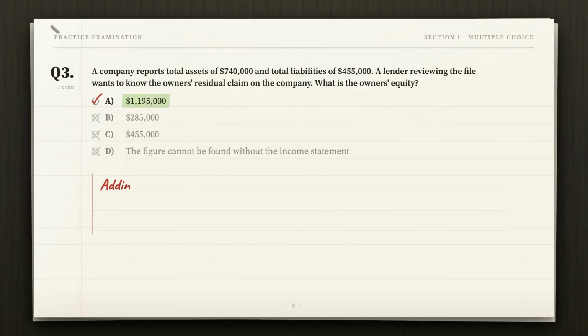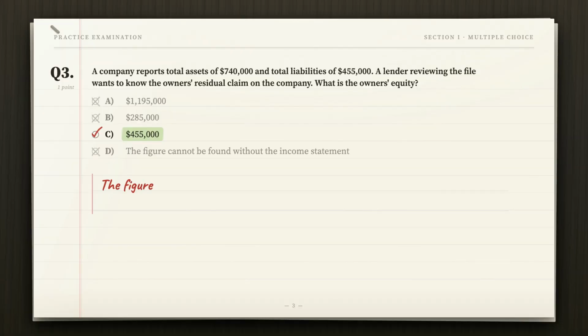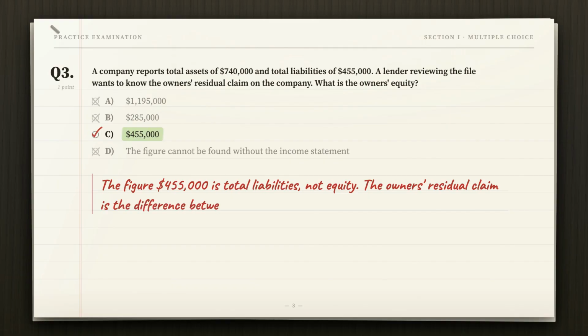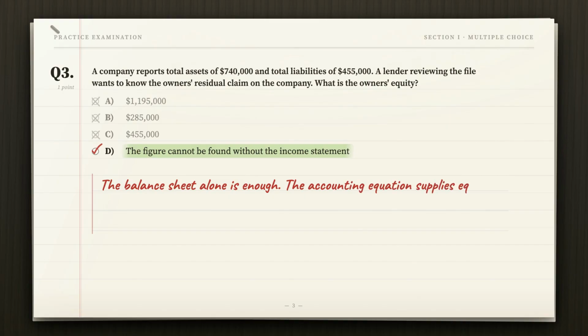A is wrong because adding assets and liabilities together gives $1,195,000, but that reverses the relationship. Equity is what remains after subtracting liabilities from assets, not the sum of the two. C is wrong because the figure $455,000 is total liabilities, not equity. The owner's residual claim is the difference between assets and liabilities. D is wrong because the balance sheet alone is enough. The accounting equation supplies equity directly once assets and liabilities are known, with no need for the income statement.